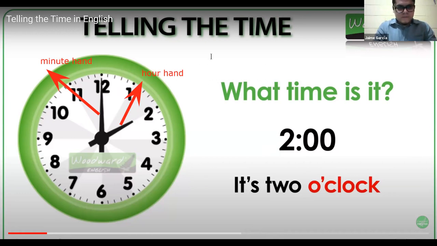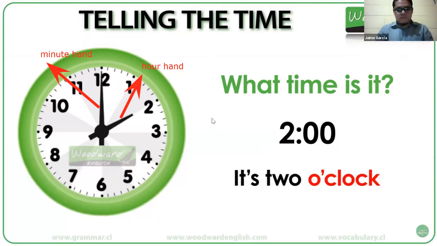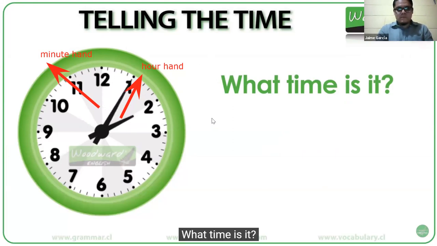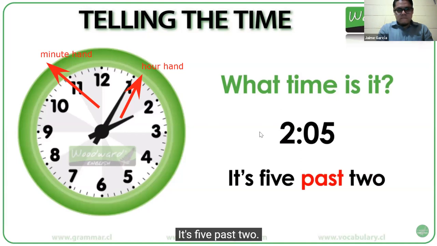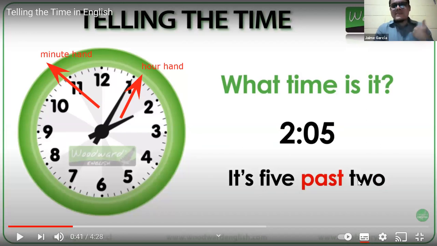Okay, let's continue. What time is it? It's 2:05. Okay, so it's 2:05. As I said before, you focus on the minutes first and then you say the hour. The minutes first and then the hour. First you count the minutes, then you say the hour. So what time is it? According to this clock, it's 2:05.